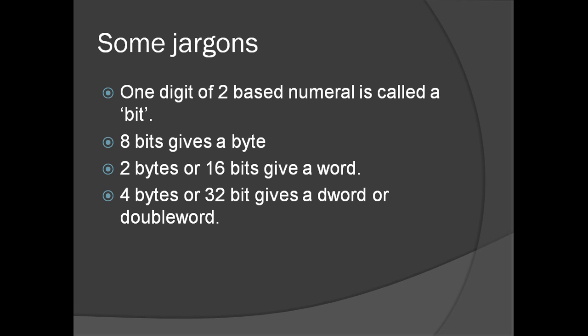One digit of a base 2 numeral is called a bit. 8 bits give a byte. 2 bytes, or 16 bits, give a word. 4 bytes, or 32 bits, give a D word, or double word.